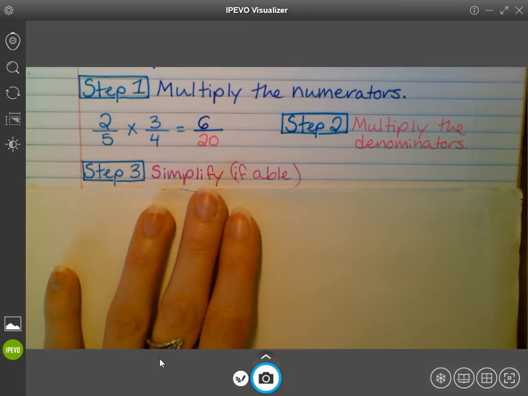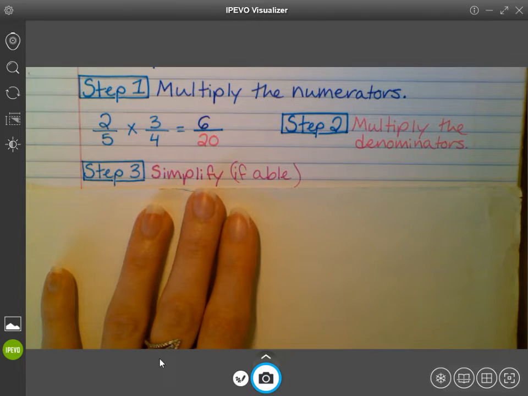Don't show me. You're doing it in your head. So once you get step 3 written down, think to yourself, what number can I divide 6, the numerator, and 20, the denominator by? All right, does everyone have step 3 written down? Almost. All right, I want you to whisper to the person next to you, what can you divide both 6 and 20 by?